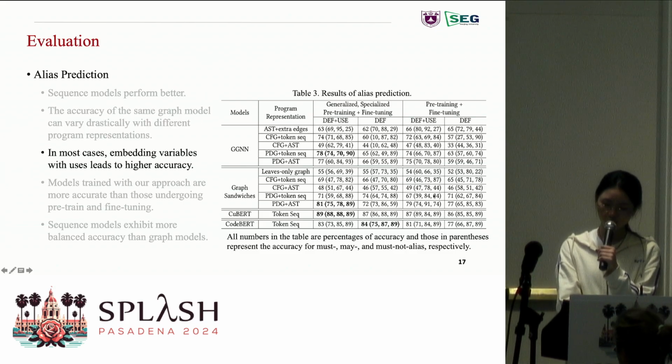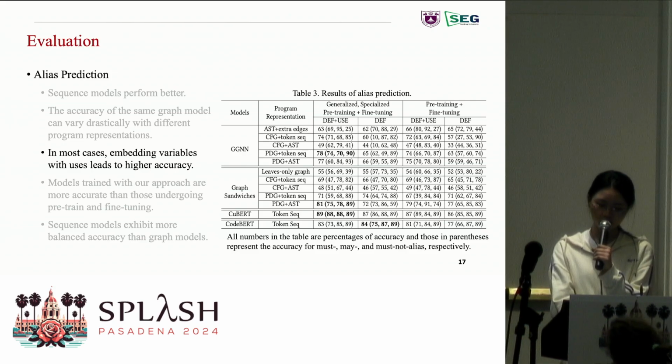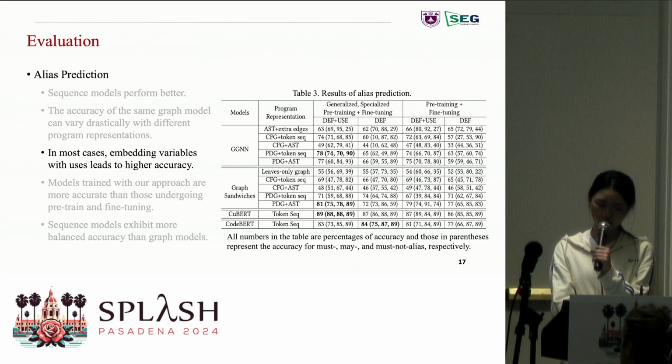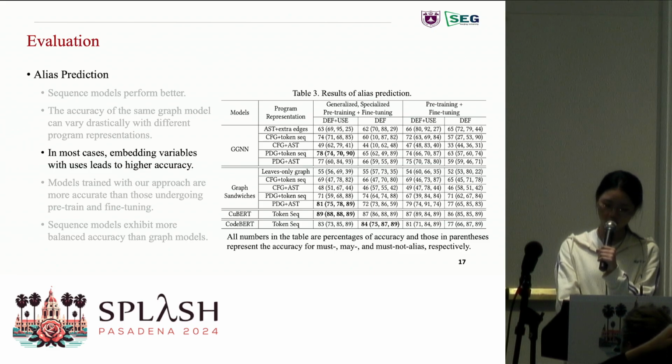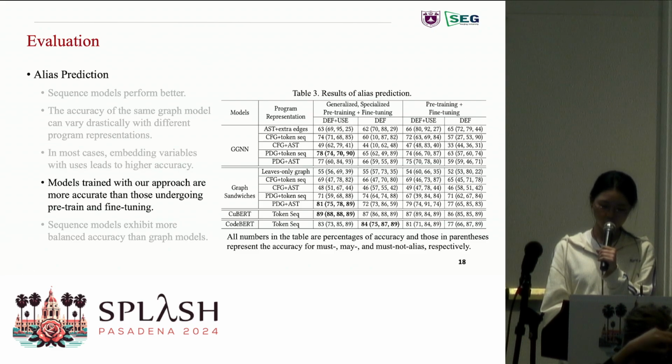We also want to explore whether the use information of alias would have an impact on the model's performance, and we find that in most cases, embedding variables with use leads to a higher overall model accuracy than without. Occasionally, incorporating use can also hurt model accuracy. This may be caused by complicated usage patterns of variables that negatively affect the precision of their embeddings.